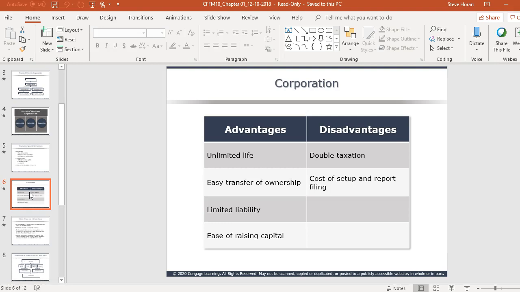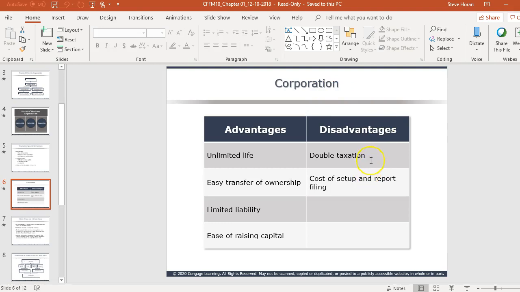The biggest advantage is unlimited life. The corporation doesn't end unless there's some kind of a buyout or bankruptcy, but it's very easy to transfer ownership. If you own stock of a corporation, you can easily sell it through your online broker. Limited liability. If you're the stockholder of a corporation, its creditors cannot come after you personally for debts if the company goes bankrupt. Instead, you lose the value of your stock, but you're out your investment and nothing else. And it's very easy to raise capital. You can sell stock. You can borrow through banks easier. And those are things that proprietorships and partnerships just cannot do easily.